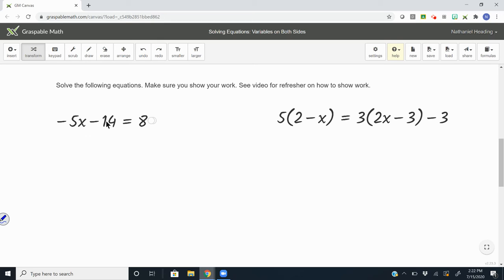And the rest should be just like we've been doing. We undo this minus 14 with plus 14. So we get a positive 22. And then I'm going to divide by negative 5 and get 22 over negative 5. Or the decimal, negative 4.4.